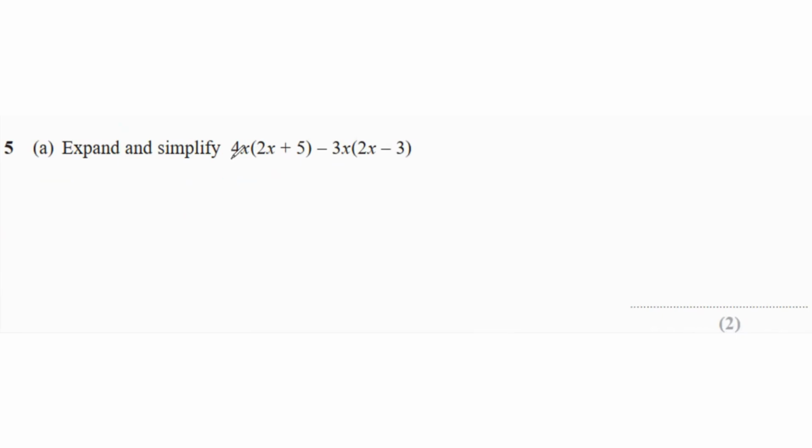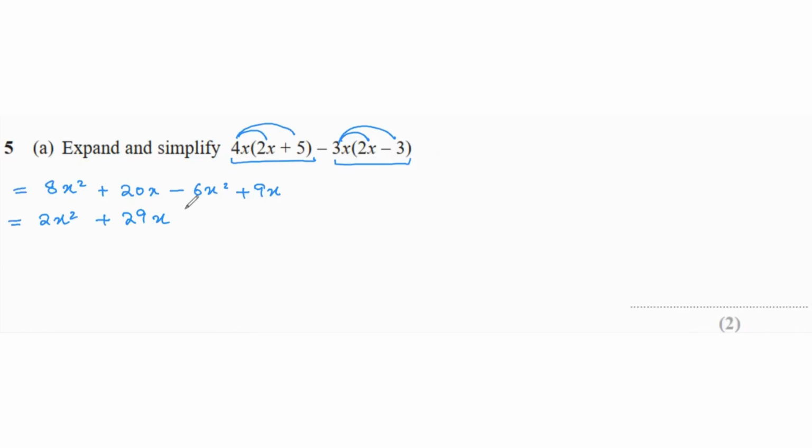Next it says expand and simplify again. So we first expand these two and then these and then add or subtract the result. So 4x times 2x is 8x squared. 4x times 5 is plus 20x. It's like you multiply these first and then these. Negative 3x times 2x is negative 6x squared. Negative 3x times negative 3 is plus 9x. 8x squared minus 6x squared is 2x squared. 20x plus 9x is 29x. So that's your answer.